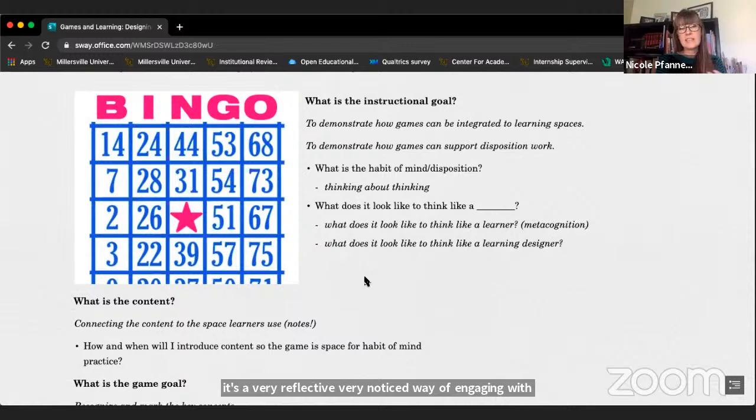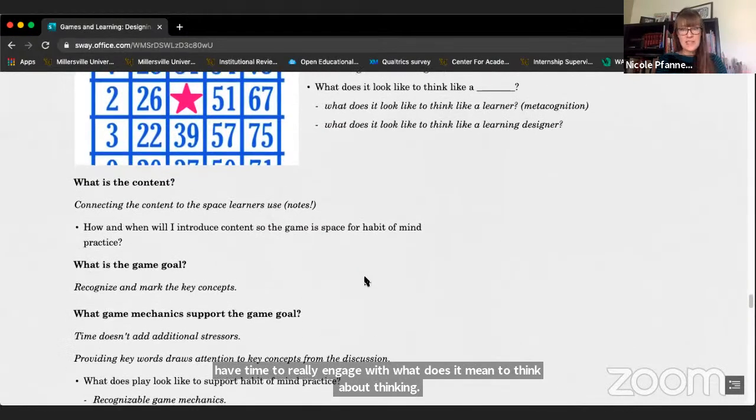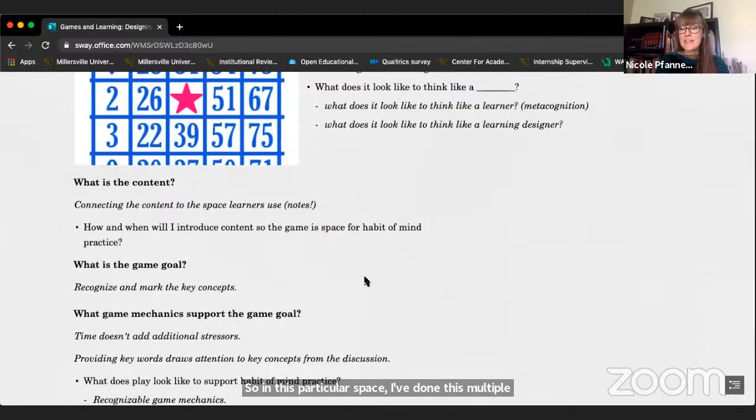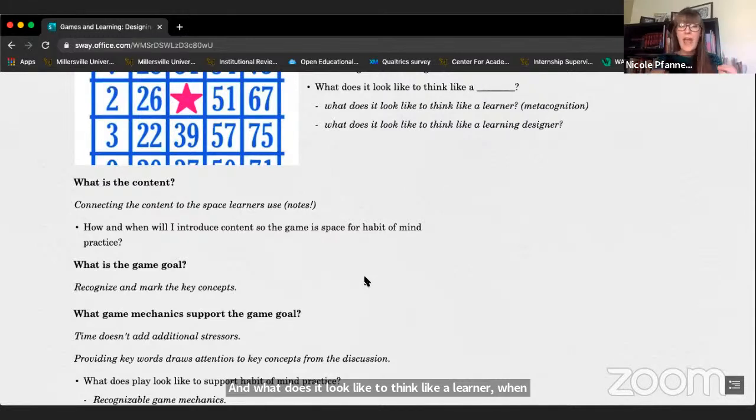And so we're building in the ideas of habit of mind, and dispositions were one of the key concepts on there, so we can focus on, and then again, have time to really engage with, what does it mean to think about thinking? So in this particular space, I've done this multiple times now. What does it look like to think like a learner? What does it look like to think like a learner in a webinar? And what does it look like to think like a learner when we're also learning designers? And how do we reconcile those two ideas? And what does that mean in relation to a game, especially a game mechanic that a lot of us are already familiar with?